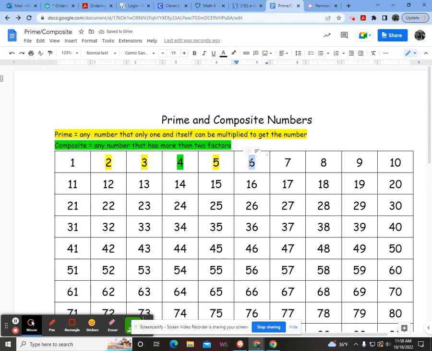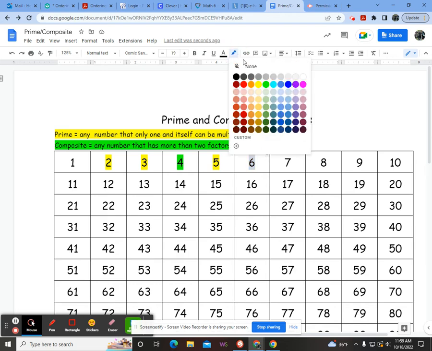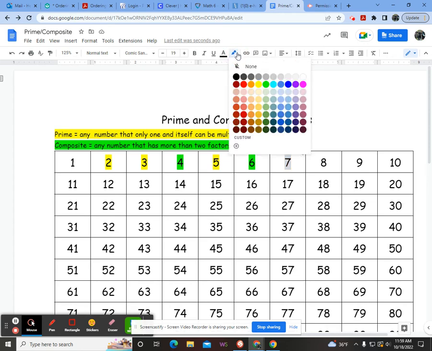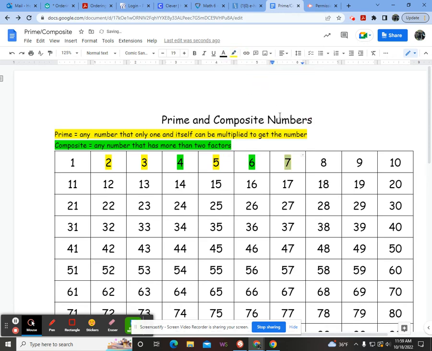The number 6, anything besides 1 and 6? Leah? 3. So therefore it is going to be what color, Leah? Green because it's composite. You have 1, 2, 3, and 6. So it's got more than 2 factors. 7 is going to be yellow or green, prime or composite? It is going to be yellow because only 1 and 7.